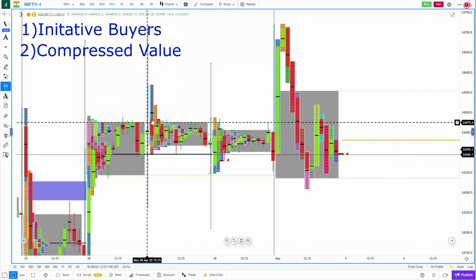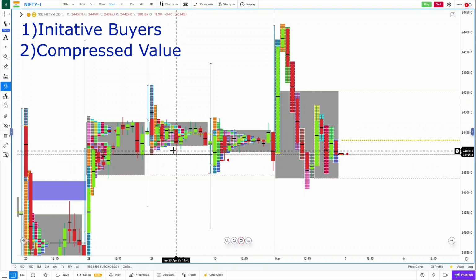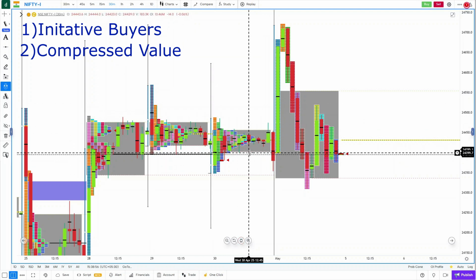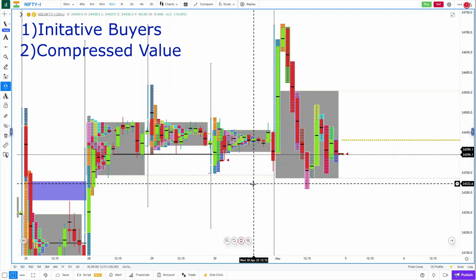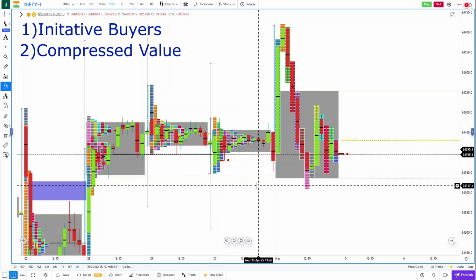If you look at the last 2 trading days, the value itself is very narrow. So this we call a narrow value or a compressed value. This compressed value happens when there is a contraction in volatility. So what happens next when there is a contraction? Automatically prices trend, or the value area expands.